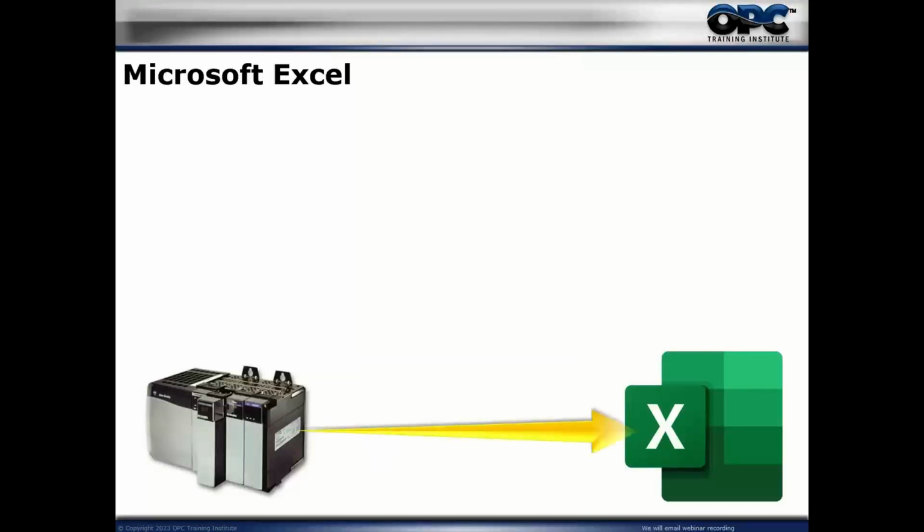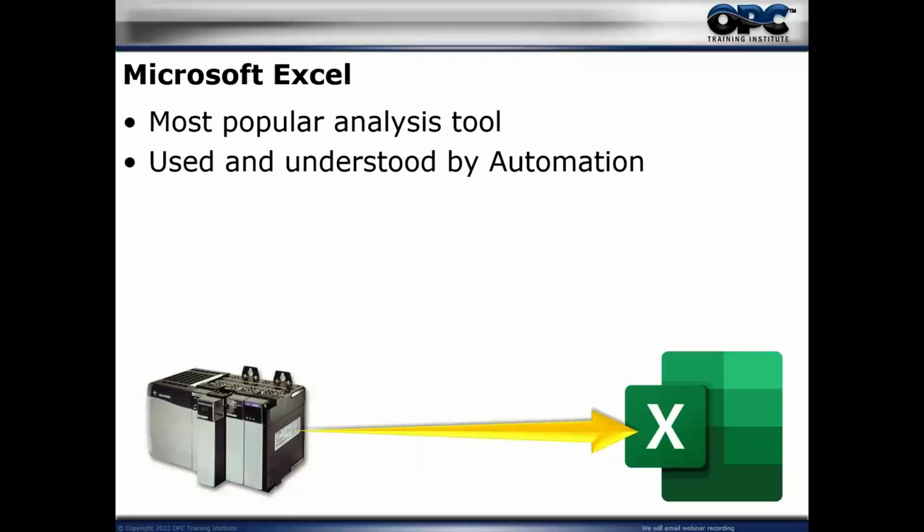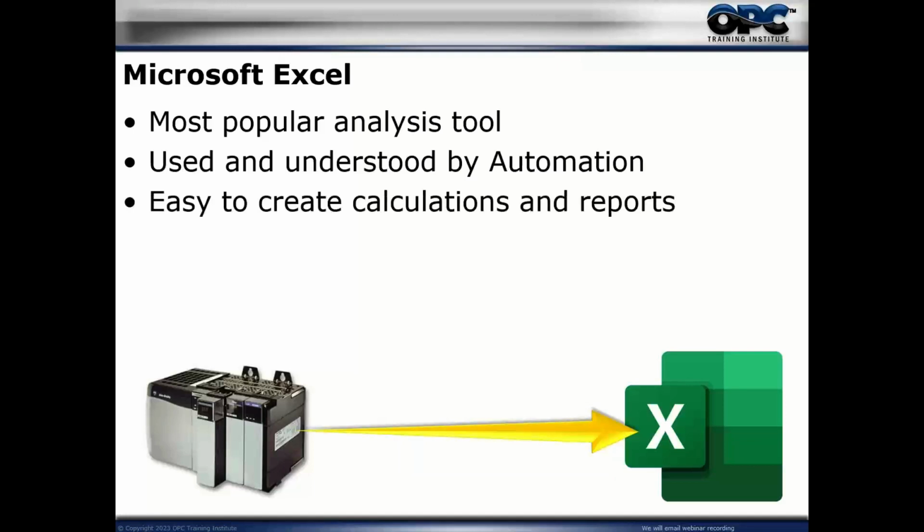So let's get going. What we're talking about again is how to get real-time data from a controller like a PLC or a DCS or an RTU into Excel. Excel just happens to be the most popular data analysis tool in automation, mostly because it's very well used and understood by most of the people in our industry. And it's quite easy to create calculations and reports. People are able to do these calculations and reports pretty easily. So Excel is becoming more and more popular.